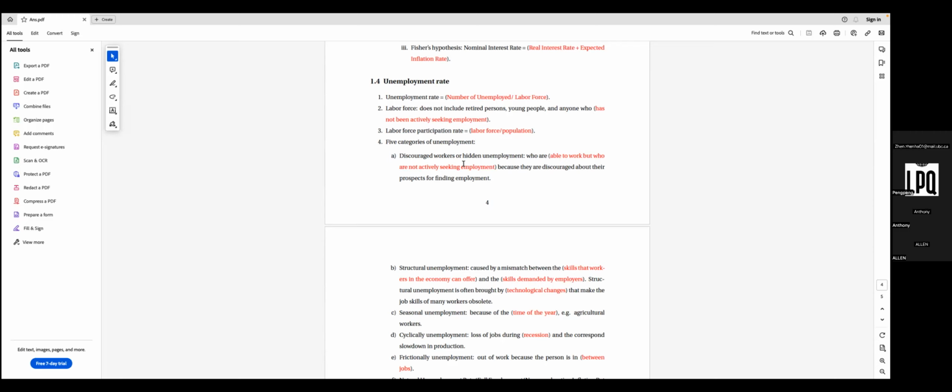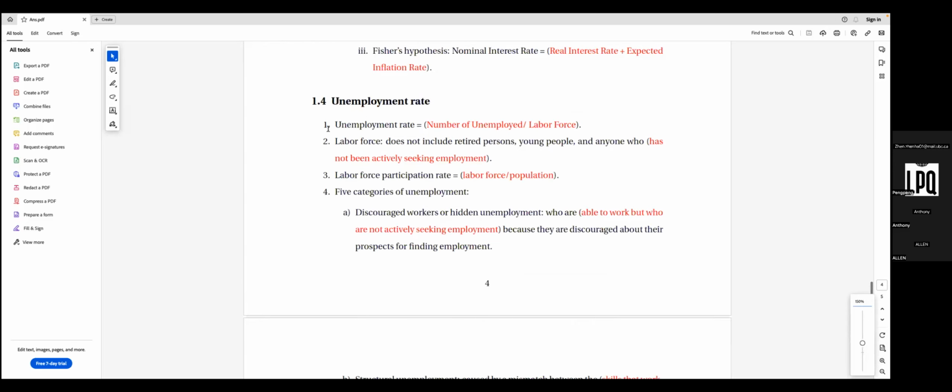So the first step is how we calculate the number called the unemployment rate. Before you study economics, you may think, oh, unemployment rate is super easy. I just use the number of unemployed workers divided by the total population size. Some of you may think, once again, that the unemployment rate just equals the number of unemployed workers divided by the total population. But that's wrong.